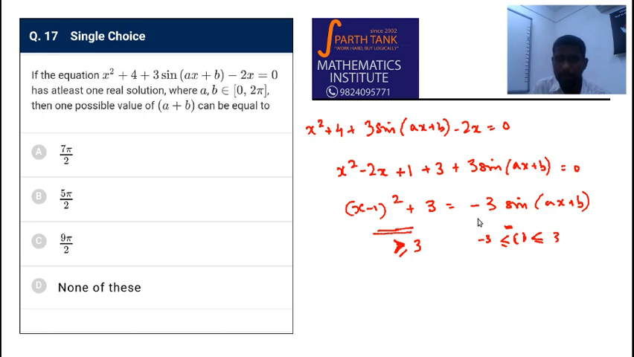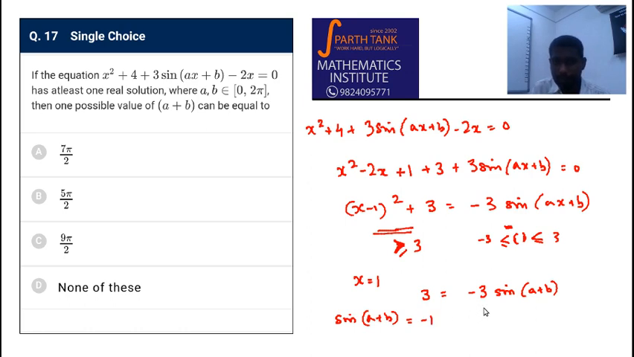Right? If it has to be 3, then the left hand side says x should be equal to 1. So this term can become 0 and this will remain 3. And the right hand side therefore would be minus 3 sine of (a plus b). Now if this equation has to be satisfied, sine of (a plus b) should be minus 1.